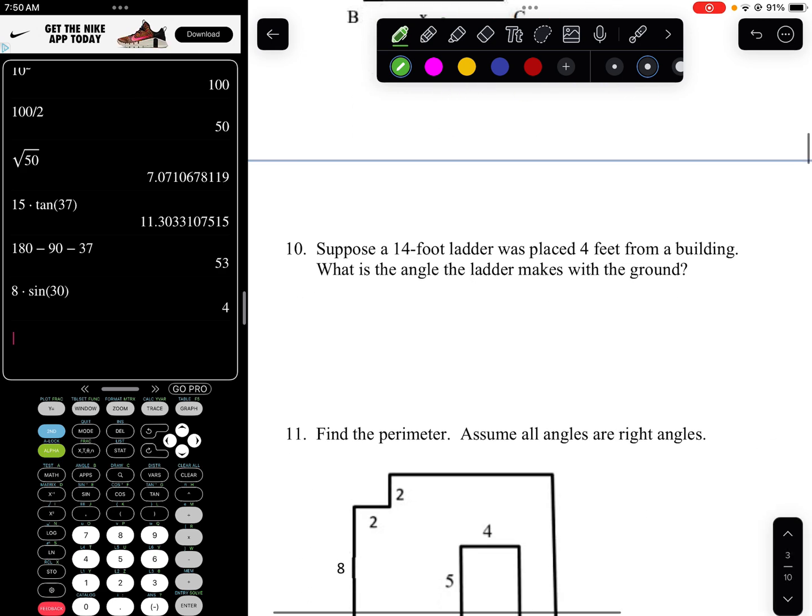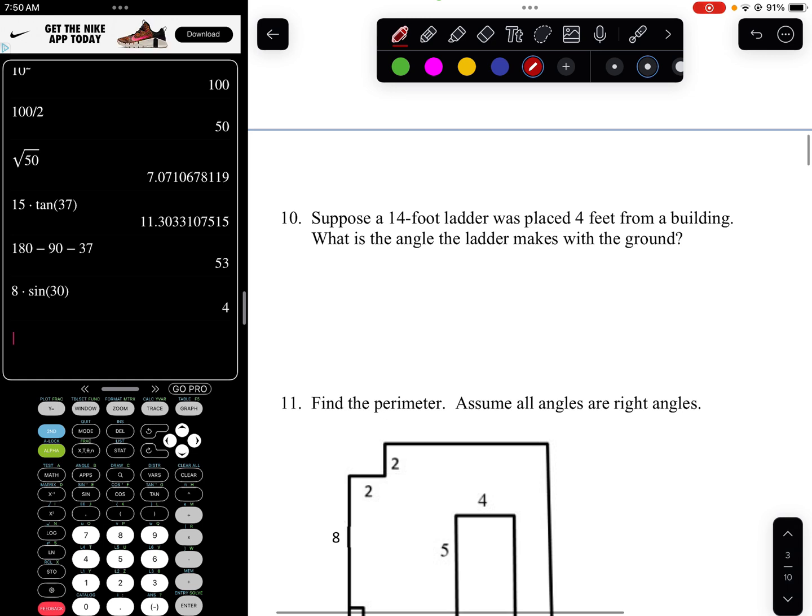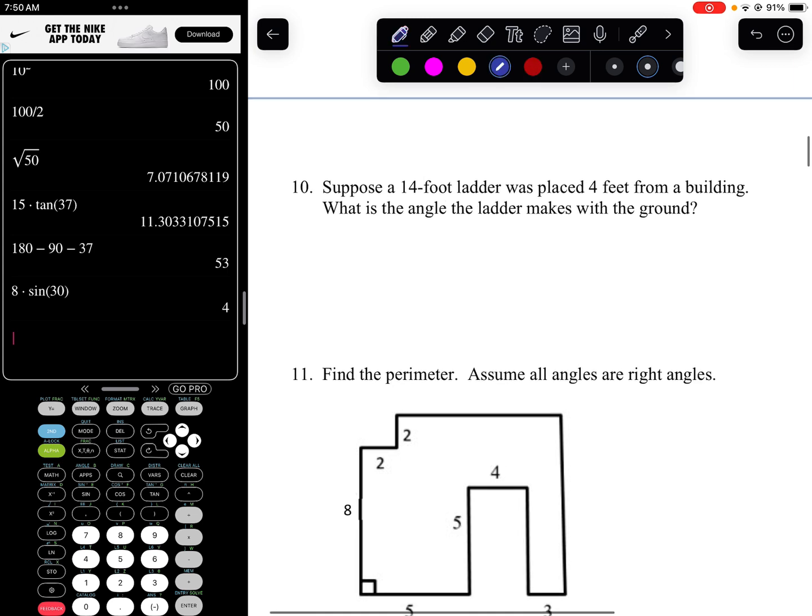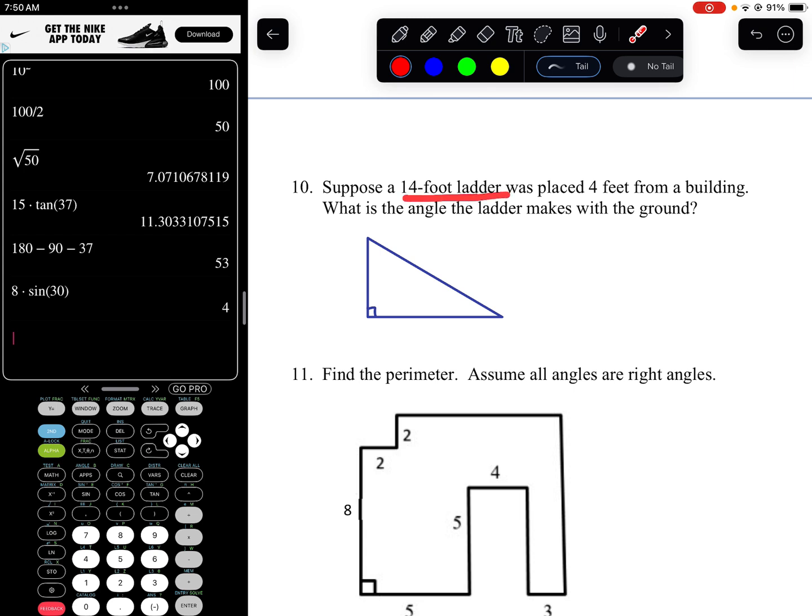Number 10, they give you a word problem. They want us to draw a picture. It says a 14-foot ladder is placed 4 feet from a building, and they want to know the angle that the ladder makes with the ground. Believe it or not, this ends up making a right triangle. Typically, when you lean a ladder against a wall, the ladder's not flat on the ground. It's also not completely vertical. It's hard to climb something going straight up. Typically, when you lean a ladder against a wall, it's on a diagonal.